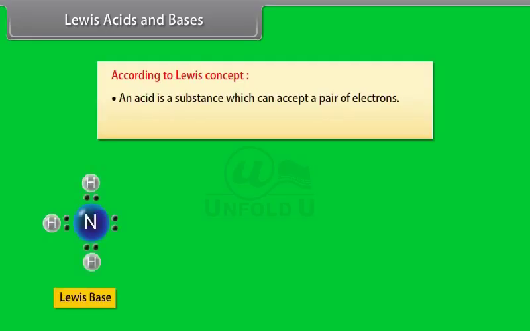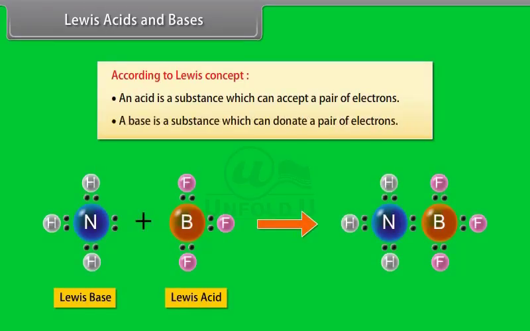Lewis acids and bases. According to Lewis concept, an acid is a substance which can accept a pair of electrons. A base is a substance which can donate a pair of electrons. For example, in the reaction, BF3 acts as acid. Ionization of acids and bases.